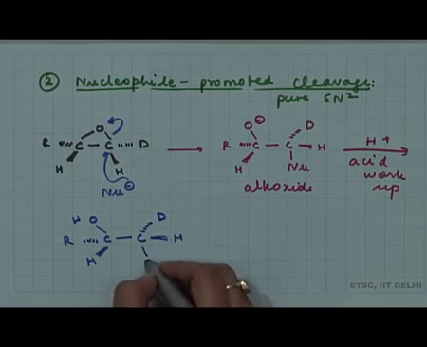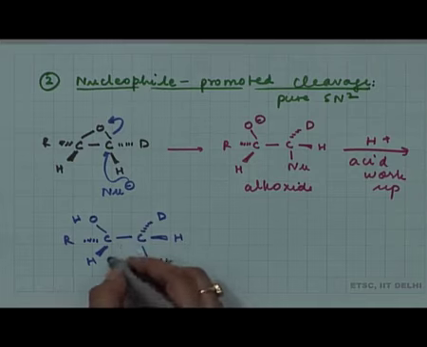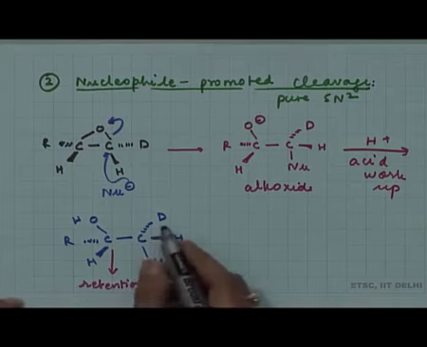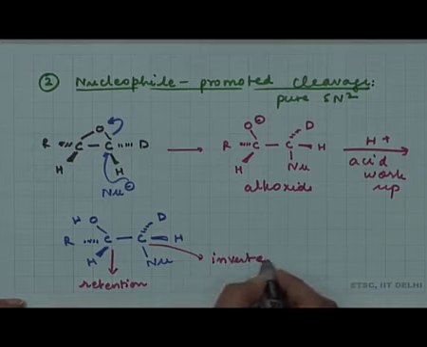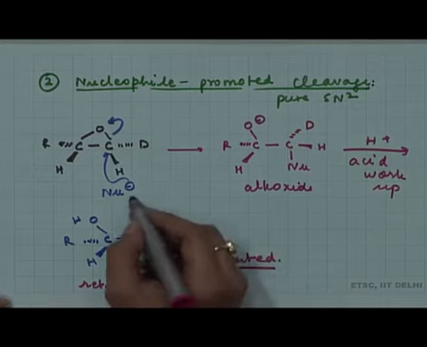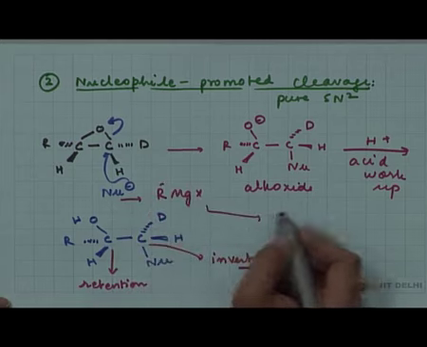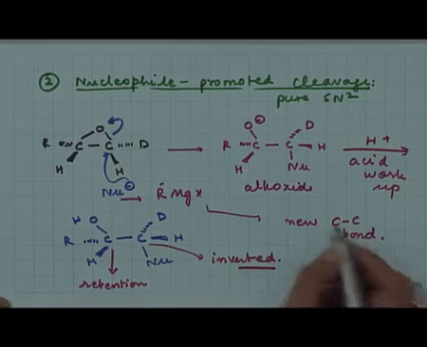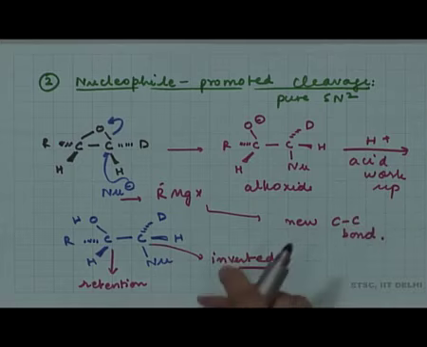So, this happens only for these systems, and if you observe it carefully, you can see that on this side there is the retention of configuration, while on this side, since the nucleophile is attacking from the back side, this carbon, the configuration is inverted. And if your nucleophile happens to be a Grignard's reagent, then it can result in the formation of a new carbon-carbon bond with the help of the nucleophile assisted ring cleavage of oxiranes.